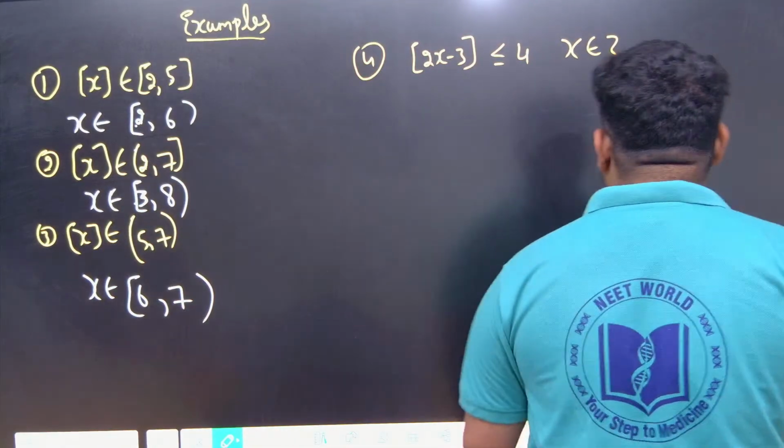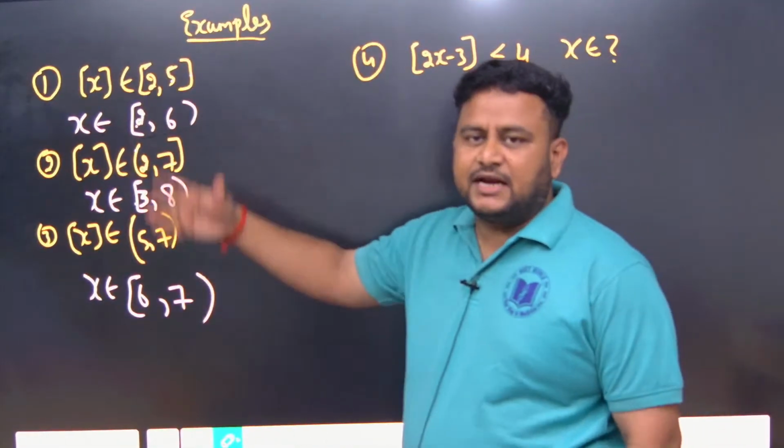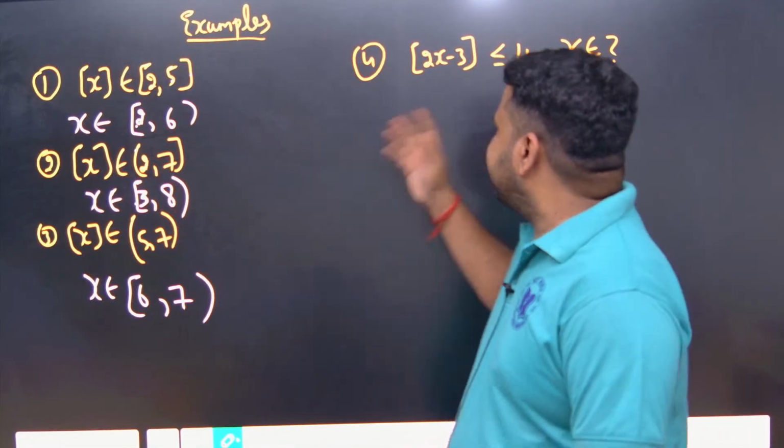Directly I can write what? It is 6 comma 7. So these are some examples related to the formula results which we learnt. Now some more examples we will see.